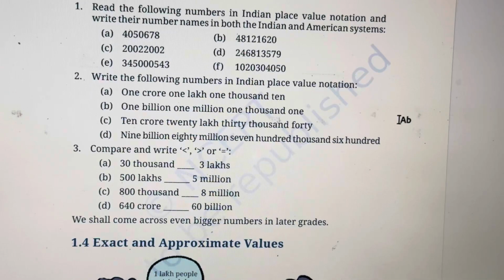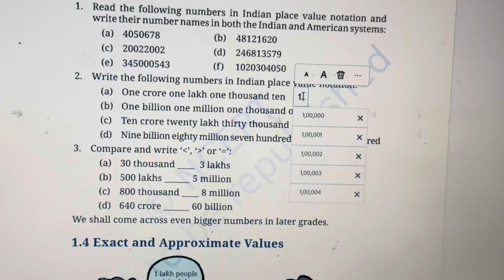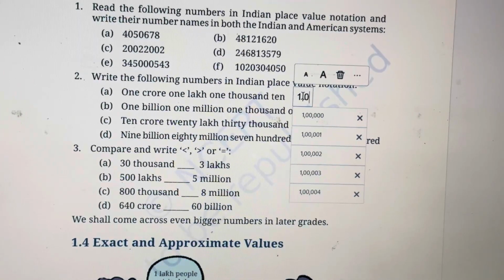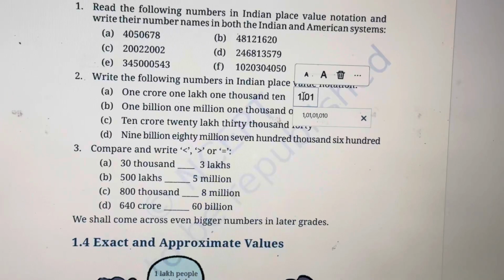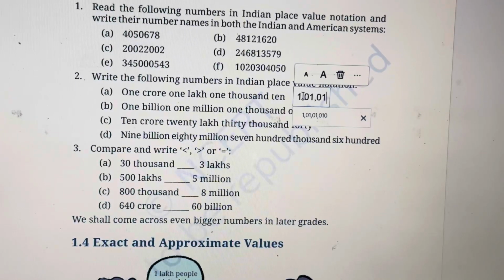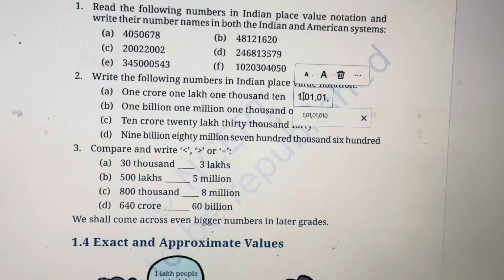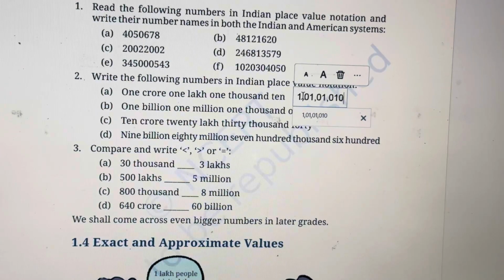Question number 2. Write the following numbers in the Indian place value notation. Right? So here the number names are given and we'll write it in the numerical form. So first is 1 crore, 1 lakh, 1,010. Right? So 1 crore, comma, 1 lakh. So write 01, comma, 01 for 1,000, comma, it is 10. So for hundreds you'll write 0, so 0, 1, 0. Right? This is the numerical form.